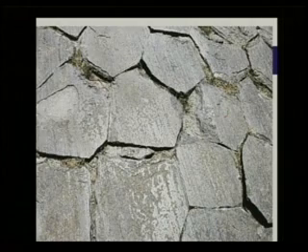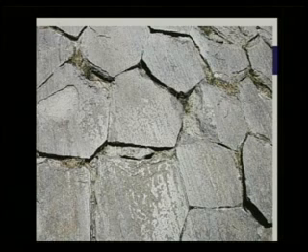Here we have some glacial polish and striations at Devil's Postpile in California. Remember these features from an earlier video lecture? Those polygonal structures formed when lava cooled and contracted.